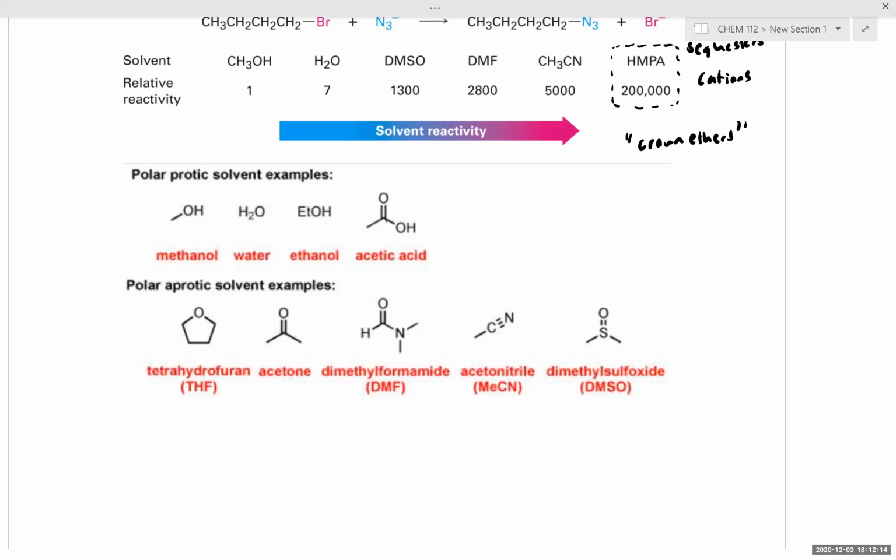While the aprotic solvents would be tetrahydrofuran, acetone, dimethylformamide, acetonitrile, and dimethyl sulfoxide. These are all pretty common solvents that you'll utilize for SN1 and SN2 reactions. Does this idea of solvent effects make sense? We're going to look into this idea of solvent effects from the perspective of reaction energy diagrams.